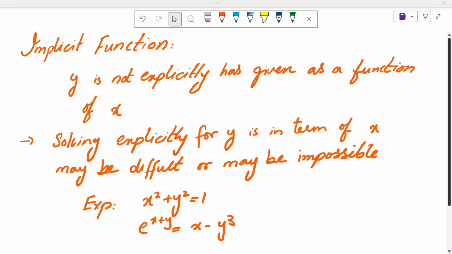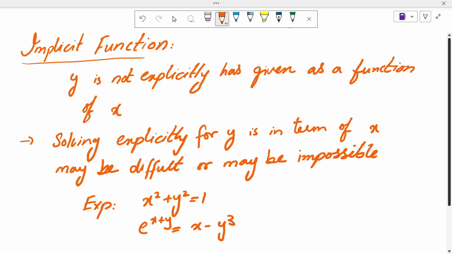So in today's video we will talk about the implicit function, how to find the derivative of implicit function. But first let me tell you what is implicit function. Implicit function is when y is not explicitly given as a function of x. Solving explicitly for y in terms of x may be difficult or maybe impossible.